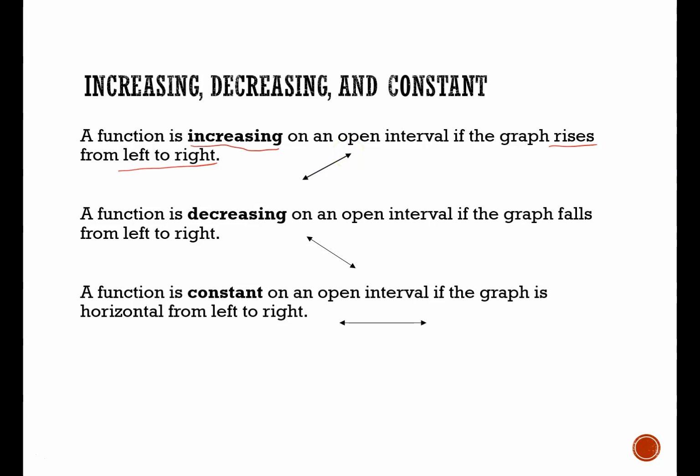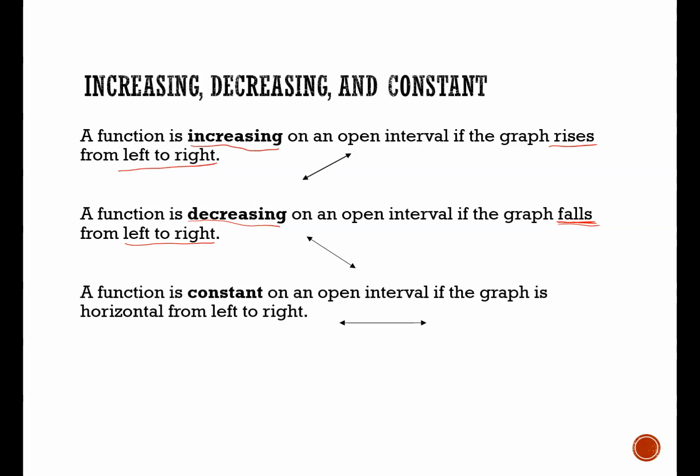A function is decreasing on an open interval if the graph falls from left to right. So look at this graph. If we start on the left and we travel towards the right, it is going down. We say that it is decreasing, or it falls from left to right.